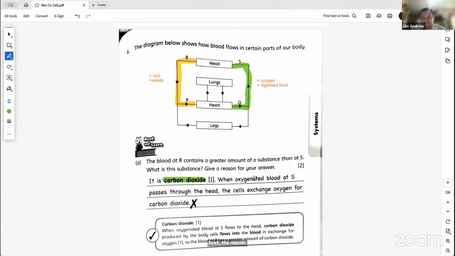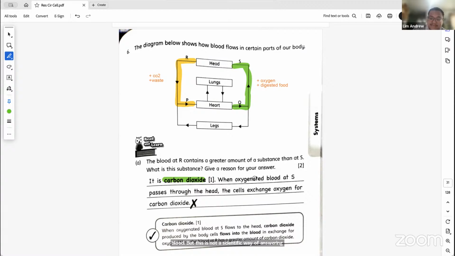We know that, in layman's terms, the reasoning will be saying that when oxygenated blood at S passes through the head, the cells exchange oxygen for carbon dioxide. In simple words, this is how we can explain the activity that's happening in the head in terms of blood. But this is not a scientific way of answering.